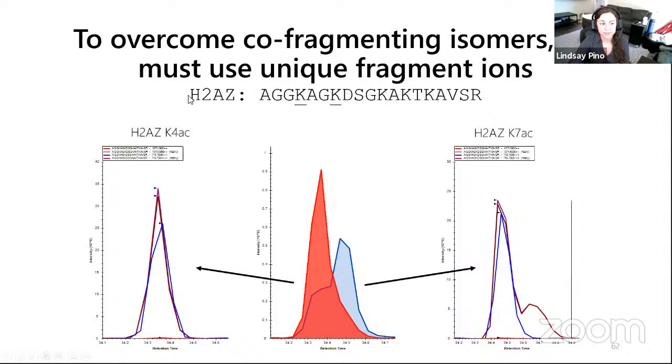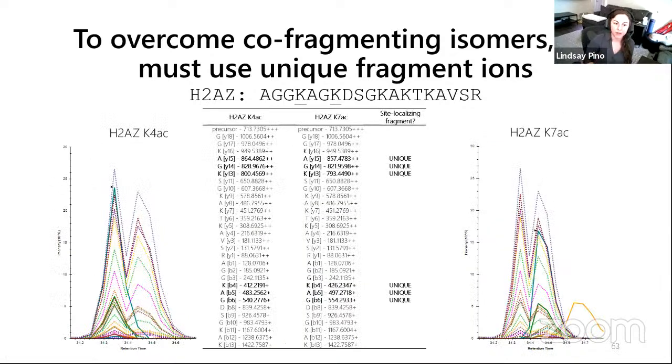So here's another histone protein. This is histone H2. Lysine 4 and lysine 7 can be acetylated, monoacetylated. The rest of these lysines are derivatized, are propionylated, which relates to the question before about the derivatization. So these two precursors, these two peptides, pretty much coelute. When we look at the fragment level, many of their fragments are going to be shared. So in the Y series of ions, all of these ions down here are going to be exactly the same between these two peptides.